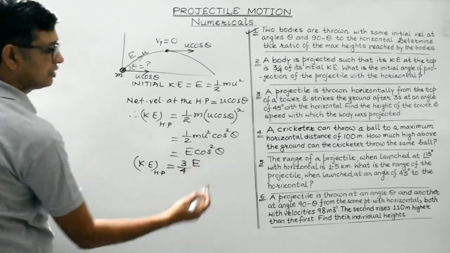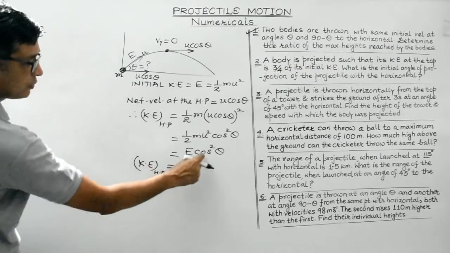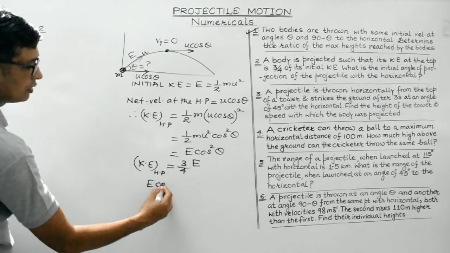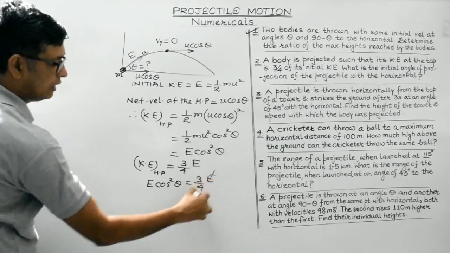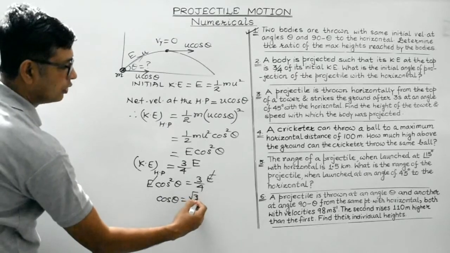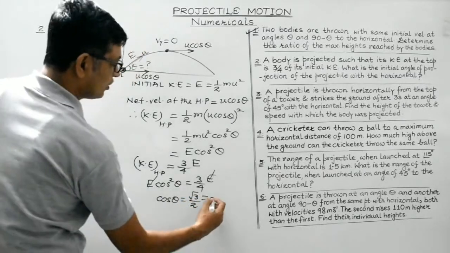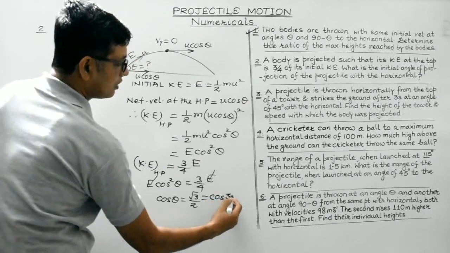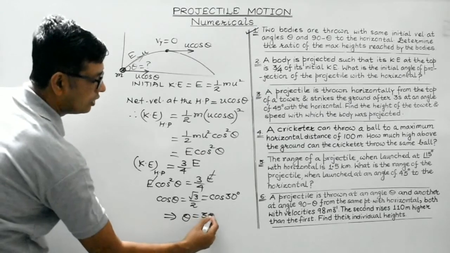Initial kinetic energy is E. So let's substitute the value over here. Kinetic energy at the highest point is E cos square theta, and it is equal to 3/4 E. So E gets cancelled. So cos theta would be equal to root 3/2. Root 3/2, students. So it is equal to cos 30 degree, which further implies that theta is equal to 30 degree.